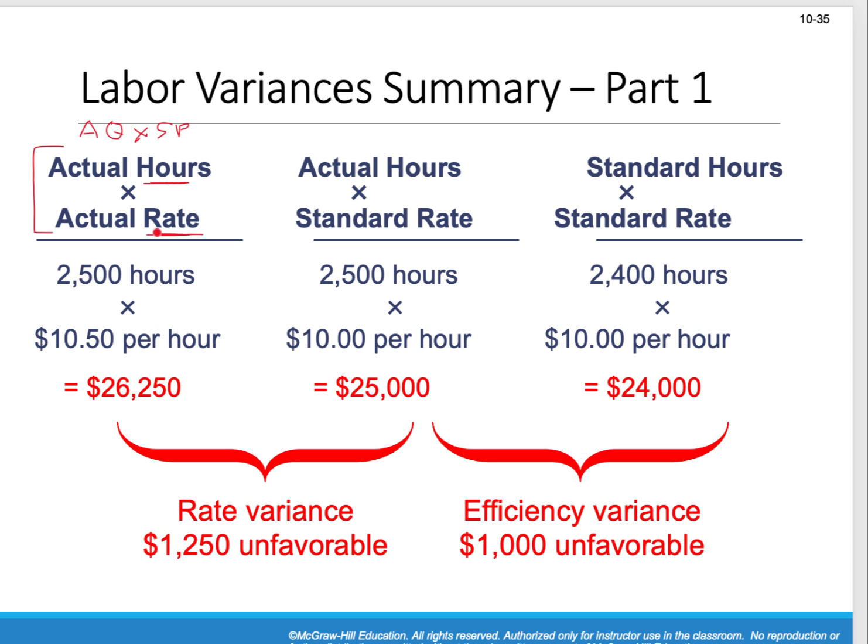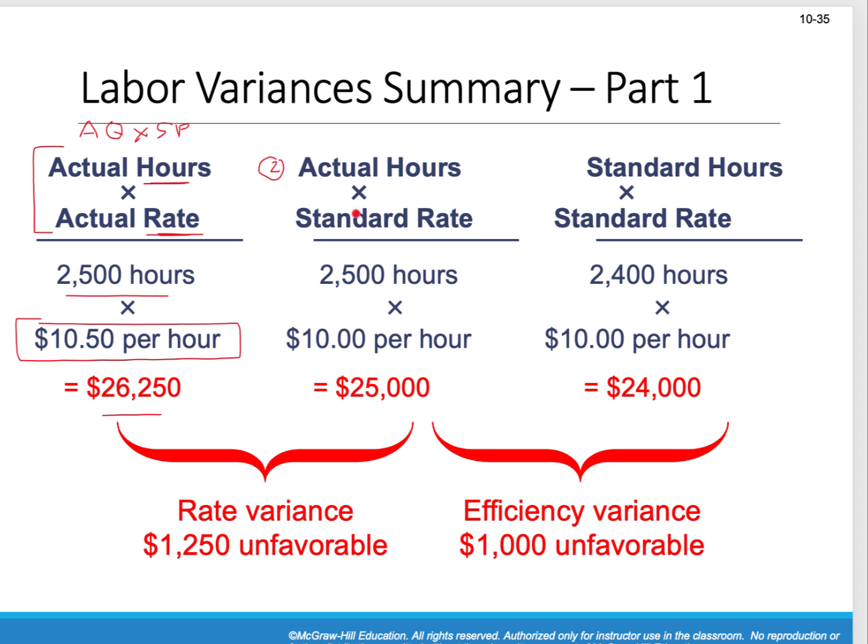Okay, so they told us in the example, or in the previous slide, that the total cost we spent on direct labor was $26,250. We know we used 2,500 hours for our direct labor. If I divide, I can figure out what the actual rate per hour was, $10.50. We then look at equation 2.